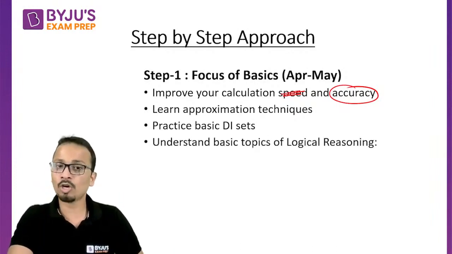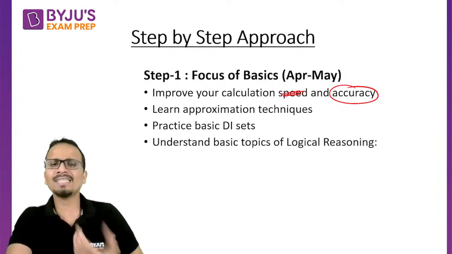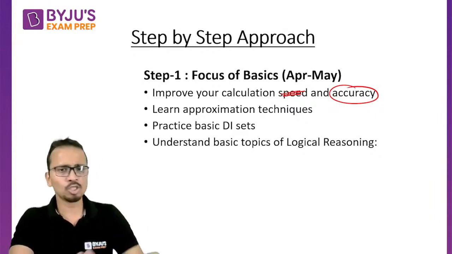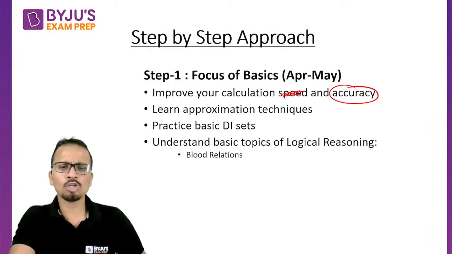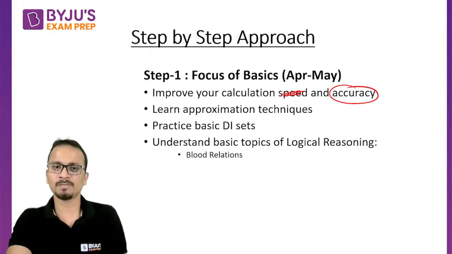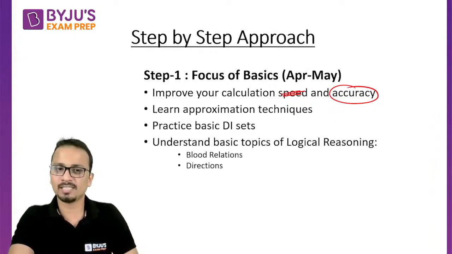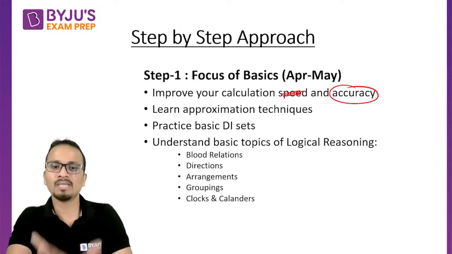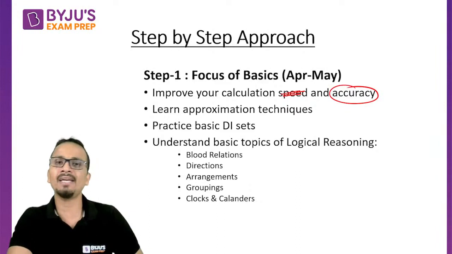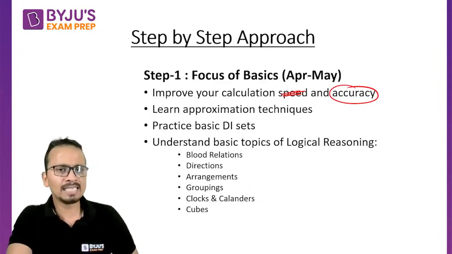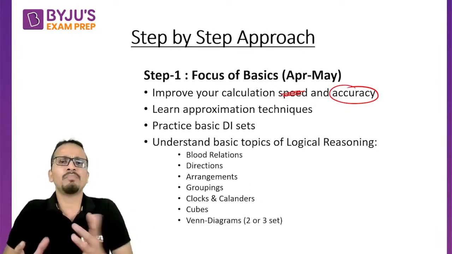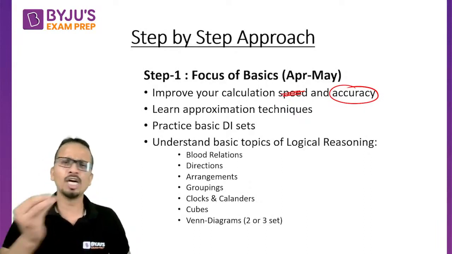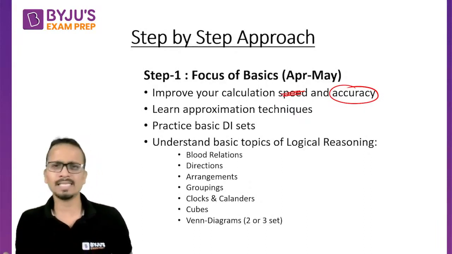Now if I talk about logical reasoning, understand the basic topics of logical reasoning. Don't jump directly to CAT level questions. So what should the basic topics be? Blood relations, direction sense, then arrangements and groupings, then the basics of clocks and calendars and cubes, and then you can go to the basic level of questions of Venn diagrams, in which you can start practicing questions on 2 set and 3 set Venn diagrams.